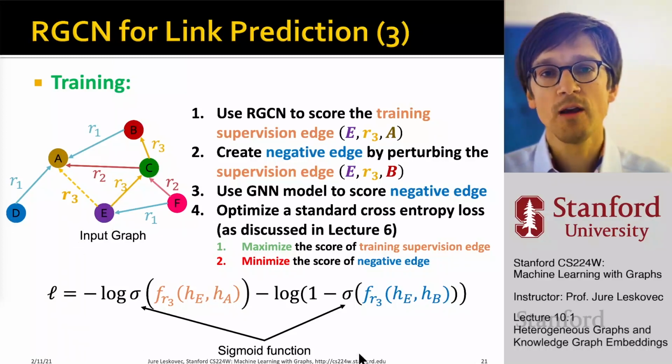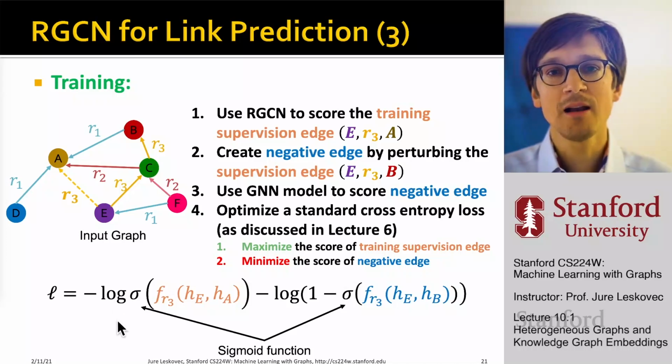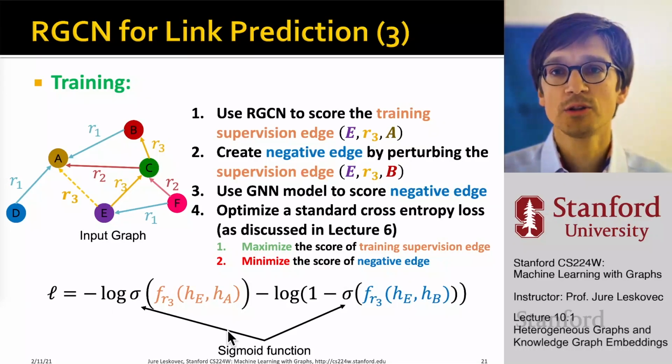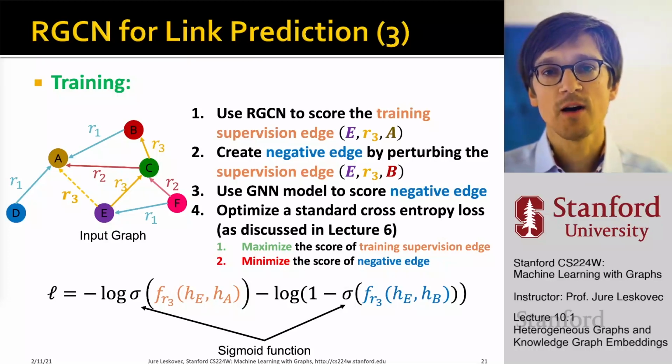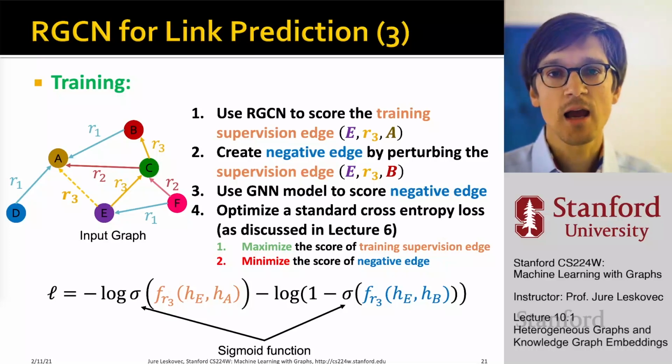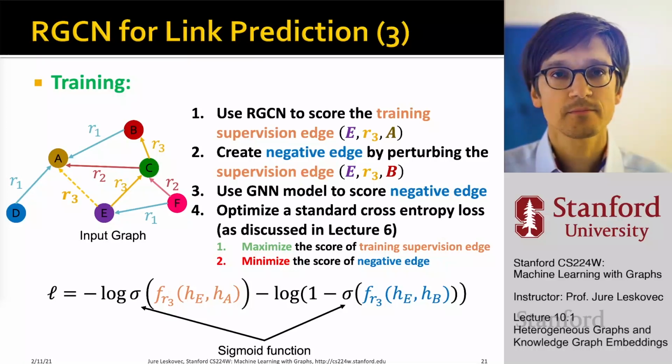So that's how we would write down the penalty as I show it here, and then use the optimizer, stochastic gradient descent, to optimize the parameters of ArcGCN to basically assign high probability, high score to the training supervision edges and low score to negative edges.